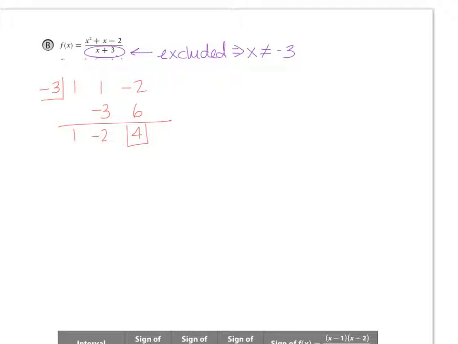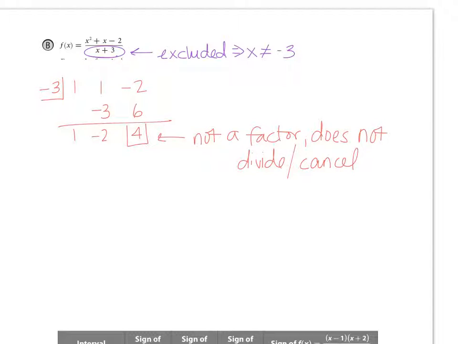Okay, so notice, this right here means that it is not a factor. Just follow my train of thought. It's not a factor, so it does not divide, which also means it's not going to cancel. So if it doesn't cancel out, think back to what we just said. That means that my excluded value up here is going to be an asymptote and not a hole. If it had canceled, it would have been a hole.